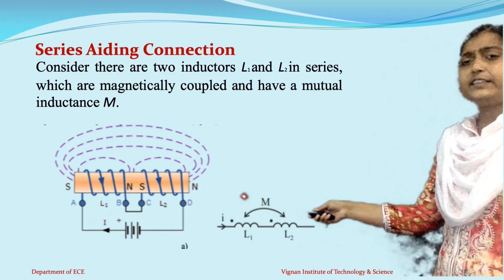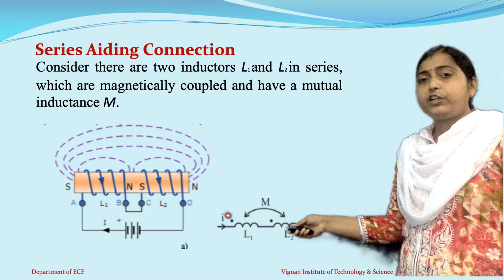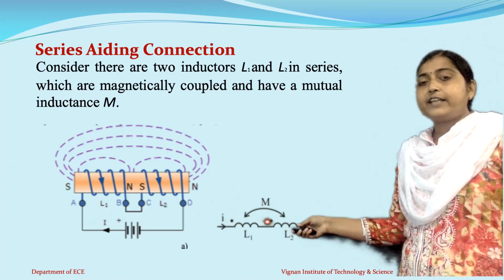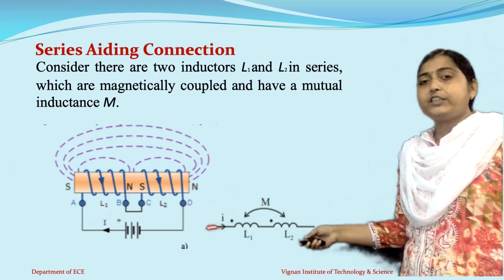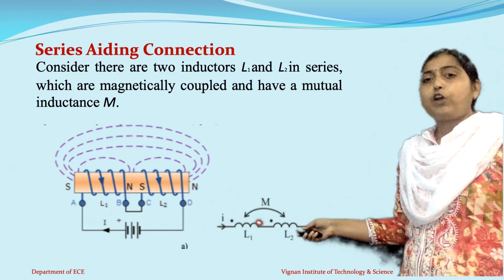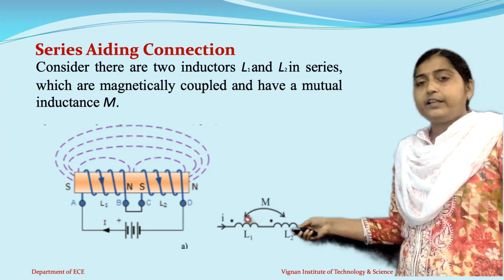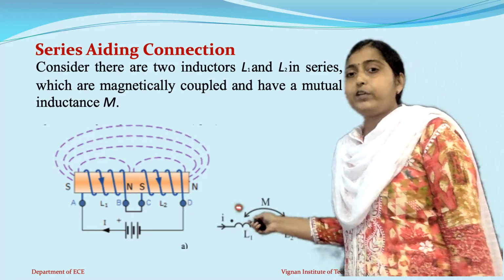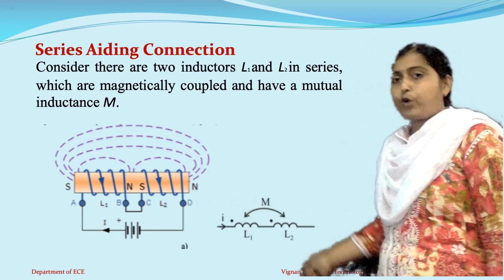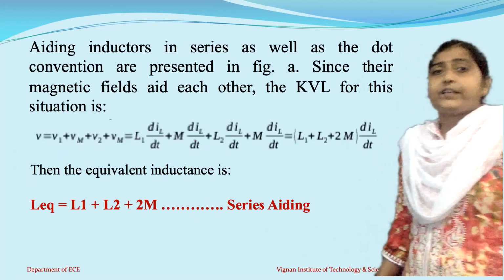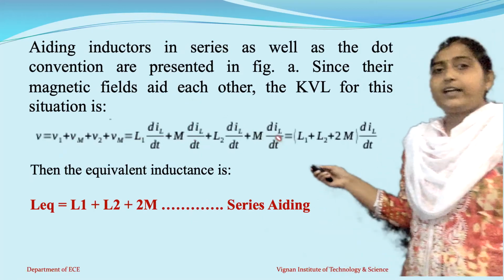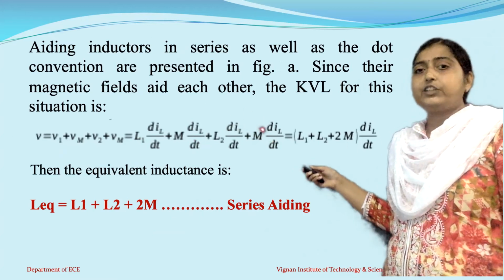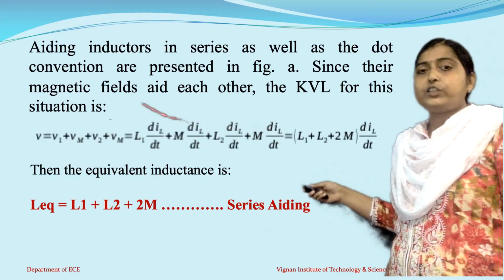Now in the series aiding connection, the dots are placed at the start of L1 and at the start of L2. That means the current flowing through L1 and L2 will always enter the inductors. That is why, according to our dot convention, the polarity of the mutual inductance has to be taken as positive. So aiding inductors in series, as well as the dot conventions, are presented in the figure. Since their magnetic fields aid each other, the KVL for this situation can be written as follows.